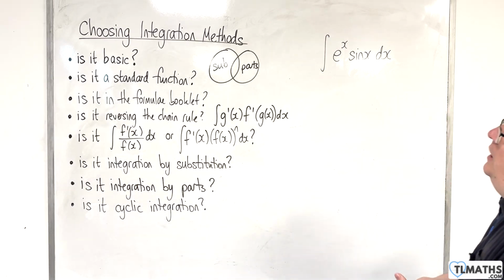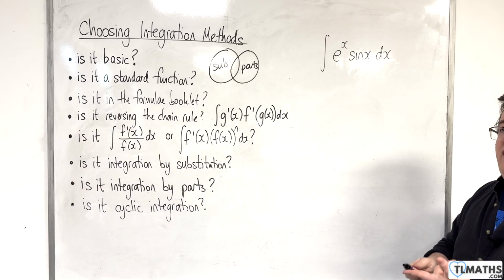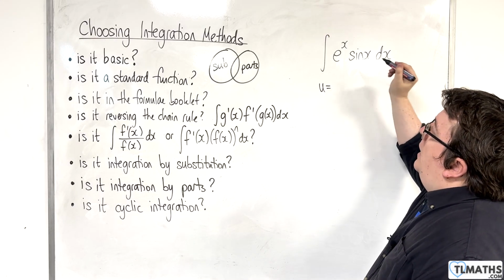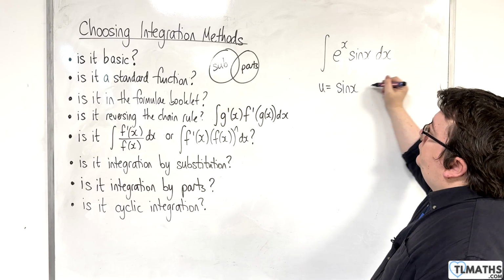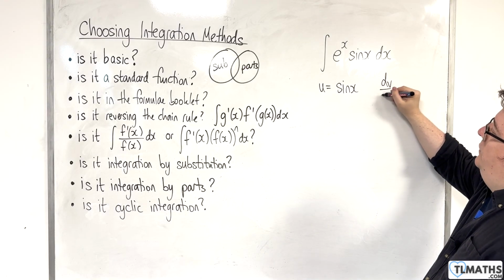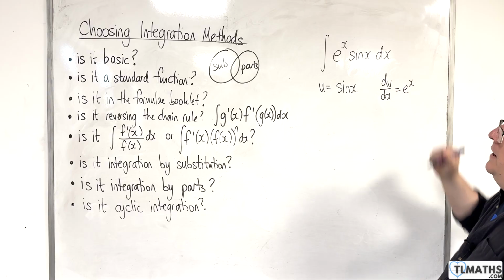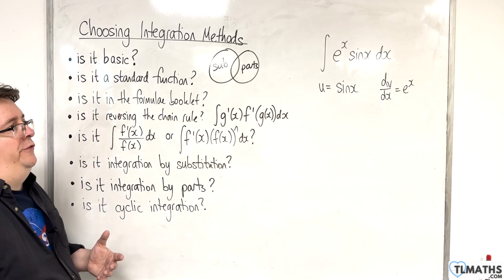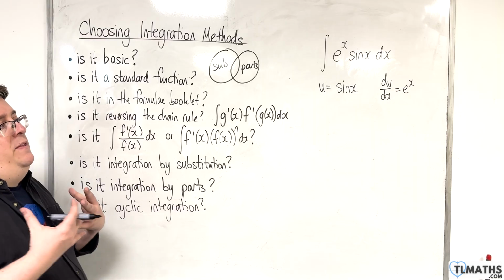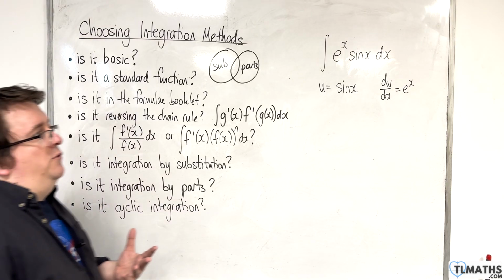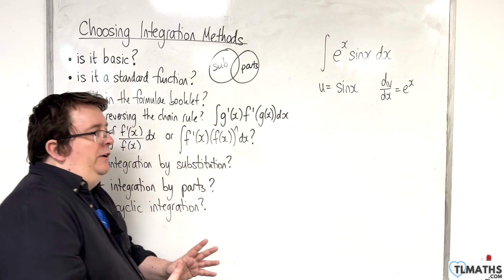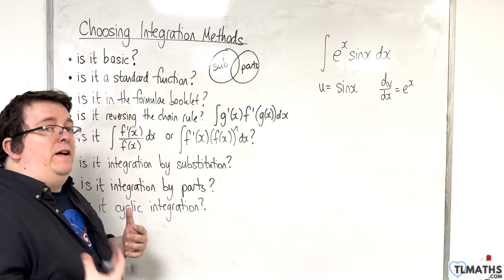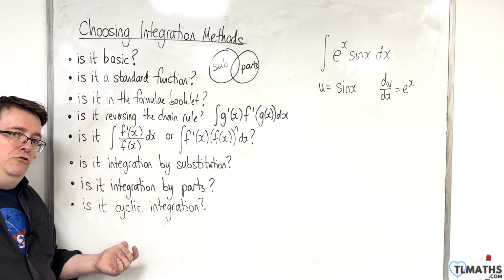So, integral of e to the x sine x, using your late rule, u is going to be equal to sine x, and dv by dx is e to the x. Now I've got videos on cyclic integration and its process, so I'm not going to go through the whole thing, but the idea is that you go through this process and you do it twice, and it feels like you're not getting anywhere. It feels like you're going round and round in circles, hence cyclic integration.